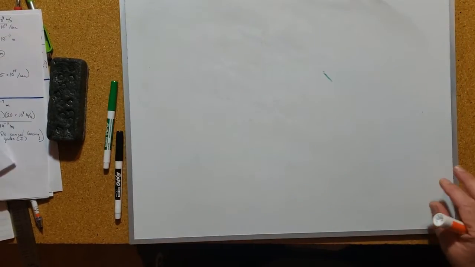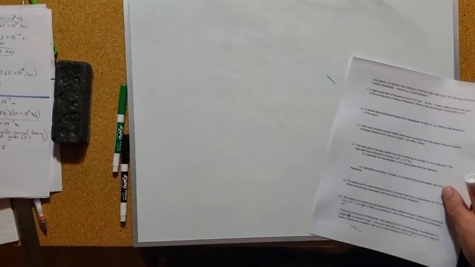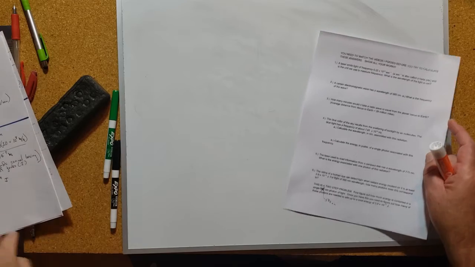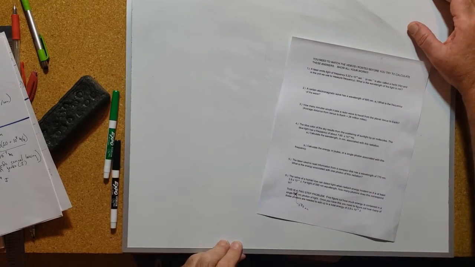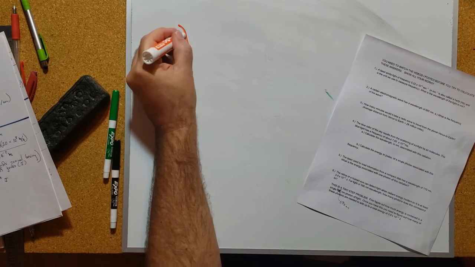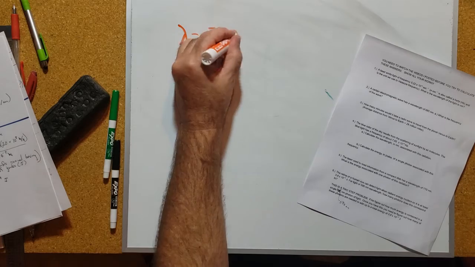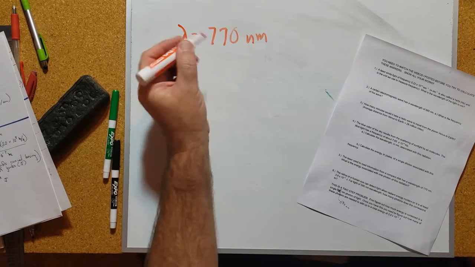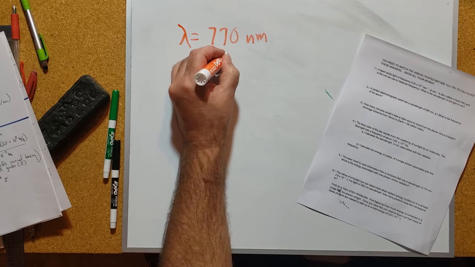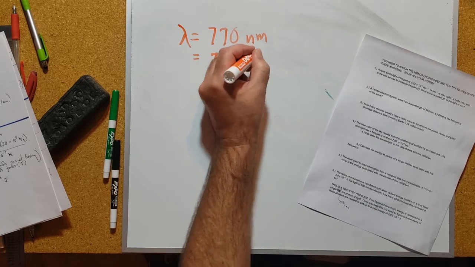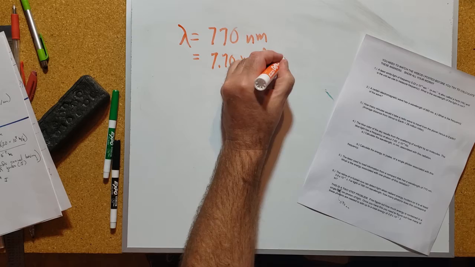Alright, boys and girls, let's take a look at problem number 5. The laser used to read information from a compact disc, CD, has a wavelength of 770 nanometers. So lambda is 770 nanometers, which if I put it in scientific notation is going to be 7.70 times 10 squared nanometers.